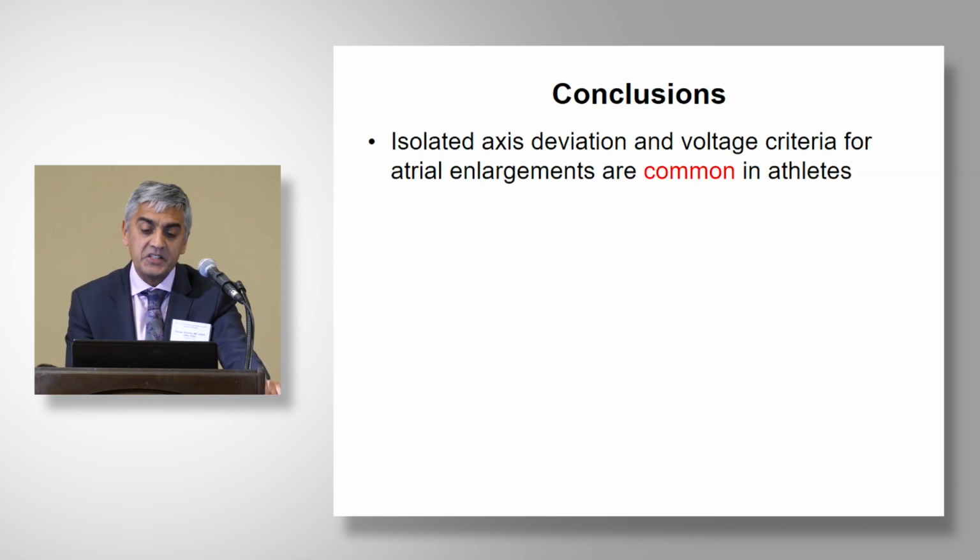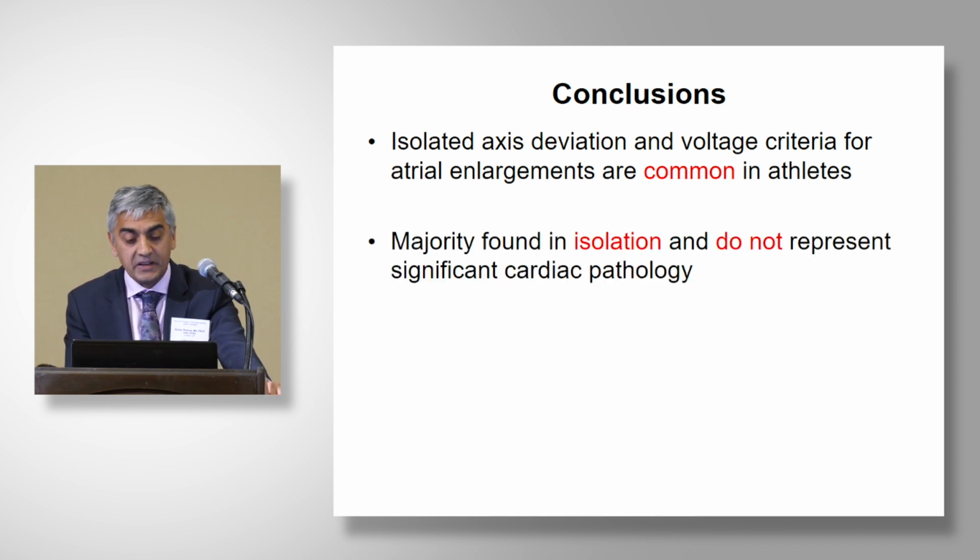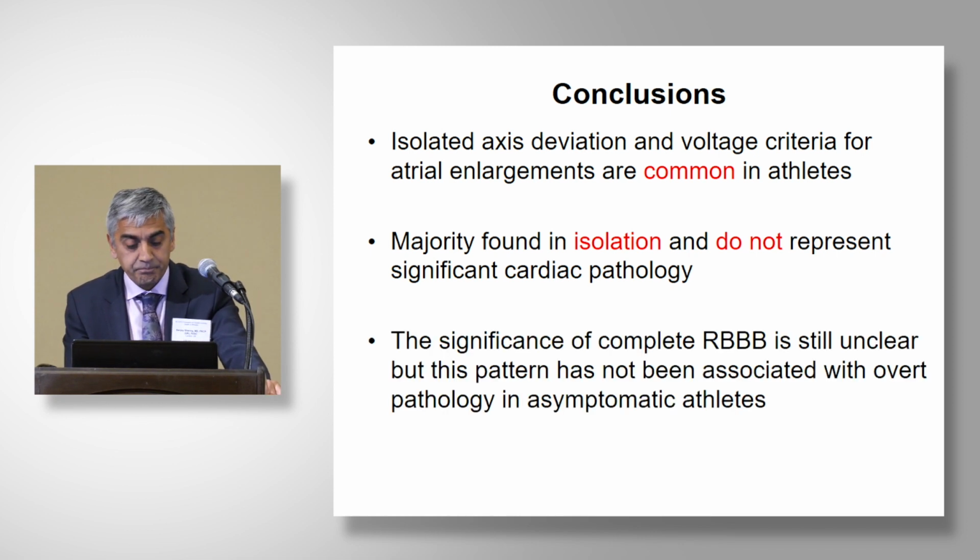So in conclusion, isolated axis deviation and voltage criterion for atrial enlargement are common in athletes. The majority are found in isolation and do not represent significant cardiac pathology. The significance of complete right bundle branch block is still unclear, but this pattern has not been associated with overt pathology in asymptomatic athletes. Thank you very much.